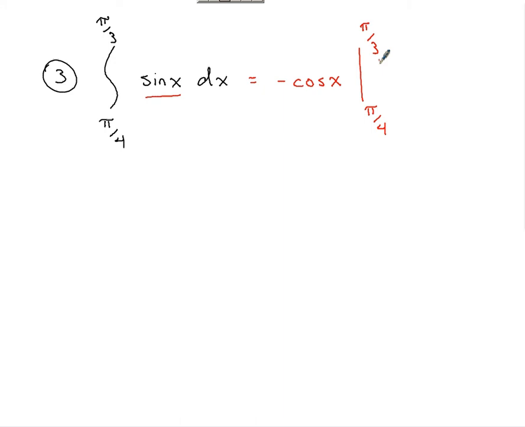And now if we apply that first fundamental theorem, we take our pi over 3, we plug in, got negative cosine of pi over 3, minus, we take our pi over 4, plug in, negative cosine of pi over 4. Calculate that out, we got our exact area beneath that sine curve on that interval. I would say that works for me.